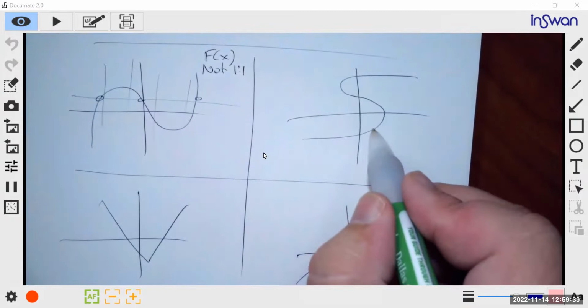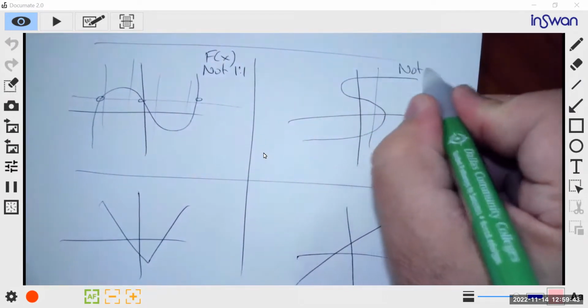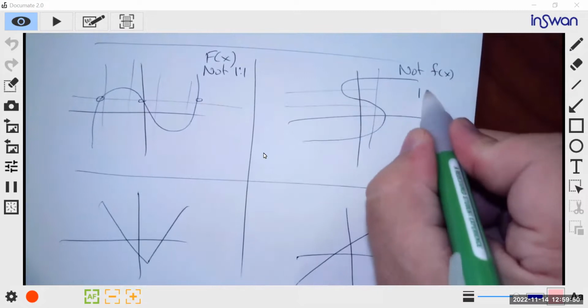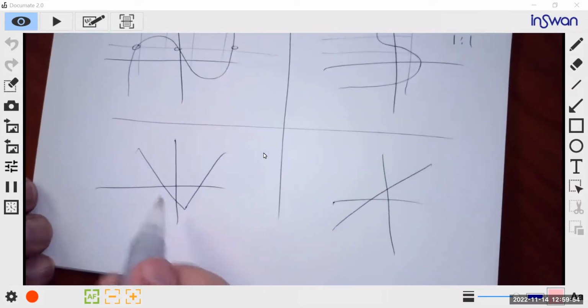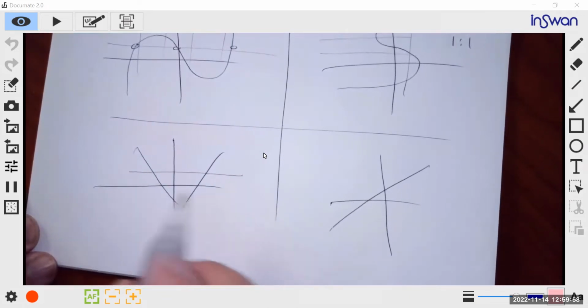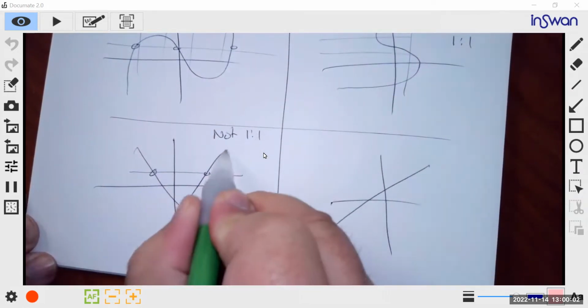Is this one a function? No, it's not a function. Not a function. Is it one-to-one? Yes, it is one-to-one, which means it does have an inverse. This one, one-to-one? No, but it is a function. Very good.